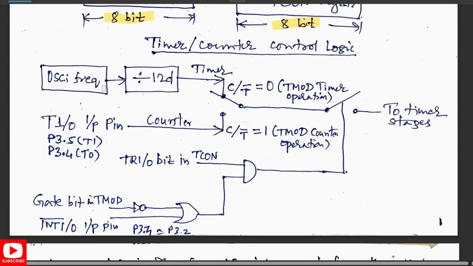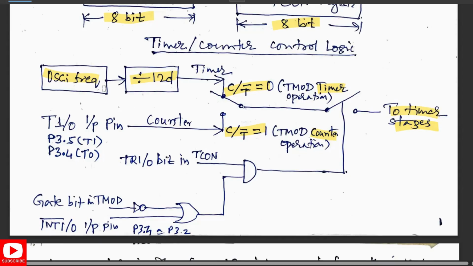How does this work? Basically, the oscillator frequency is given and it is divided by 12. Why? To get the output frequency. If that is connected to C/T bar equal to 0, then the TMOD acts as a timer operation. If it is connected to 1, it acts as a counter operation. So finally, the T0 timer stage depends on this.